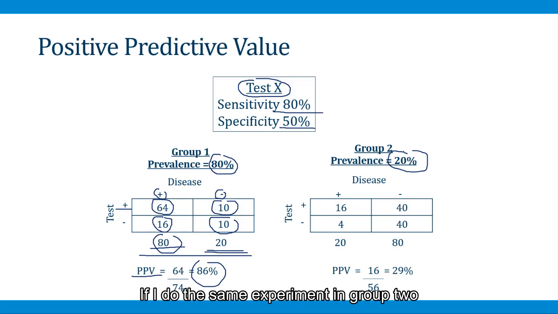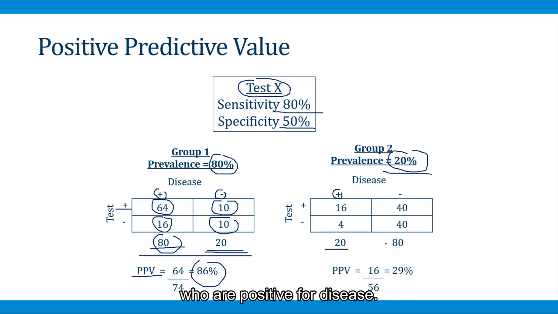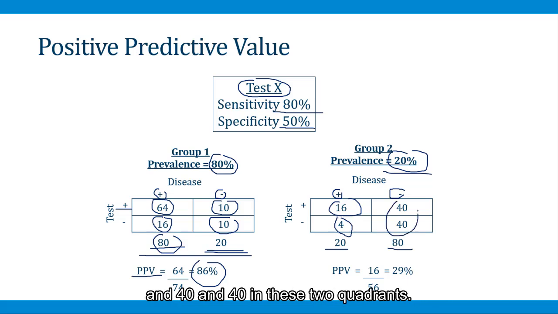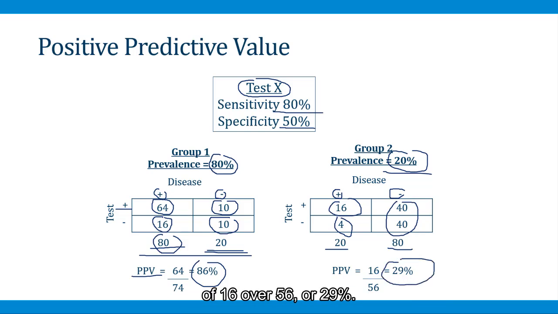If I do the same experiment in group 2 where the prevalence is 20%, over here we have only 20 patients who are positive for disease. The other 80 are disease negative. I'm then going to split up the patients the same way I did for group 1. That will give me 16 in this quadrant, 4 here, and 40 and 40 in these two quadrants. This yields a positive predictive value of 16 over 56, or 29%.